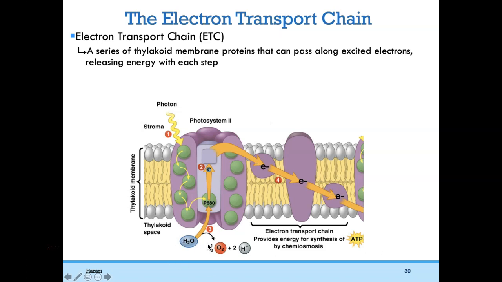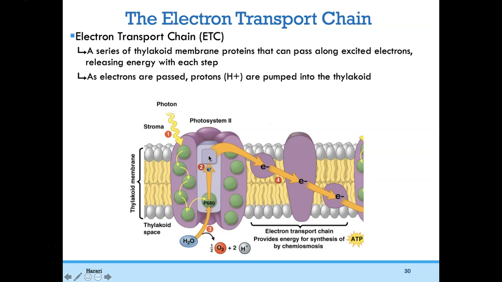Recall that water also gets broken down by light. It's called photolysis because you're using light to break down something. So water gets broken down into oxygen, which gets released, and we get protons. The electrons from water will replace those that were just energized by light in the reaction center chlorophyll.